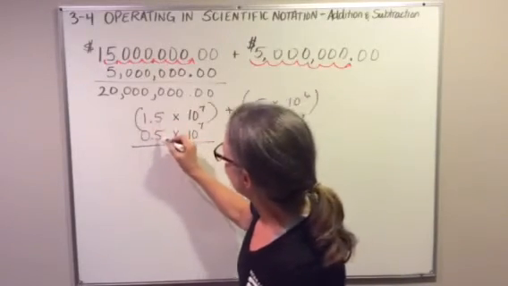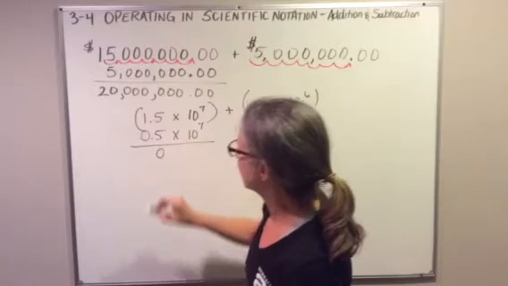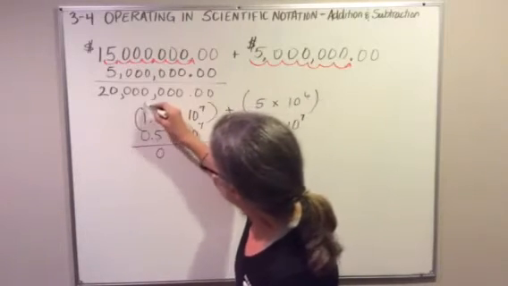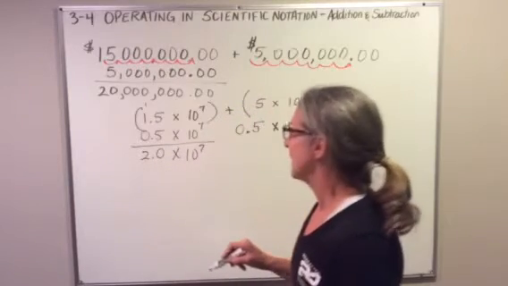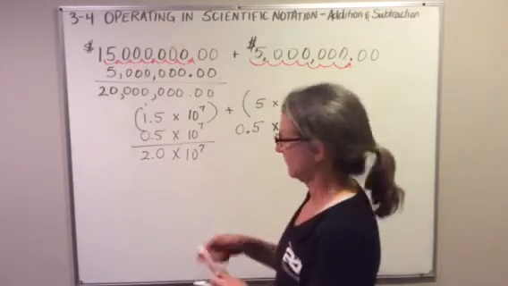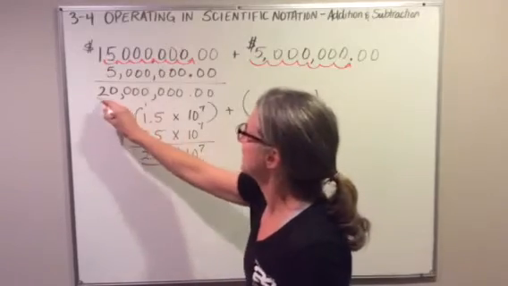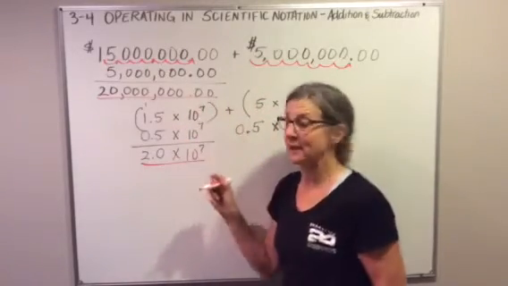So that's going to be 5 tenths of 5 tenths is 0, which is 10. I'm going to carry the 1, so that's 2.0 times 10 to the 7th. Now, this answer should be the same as this when I write it out in standard form.